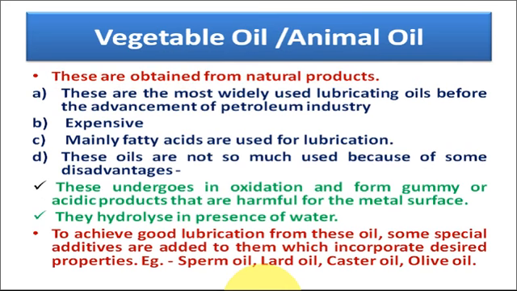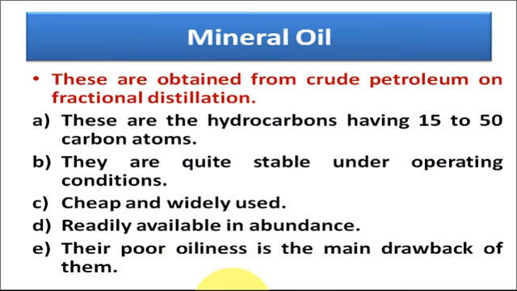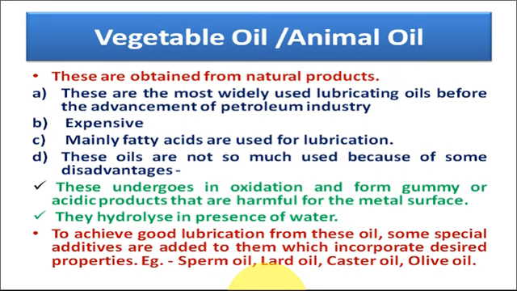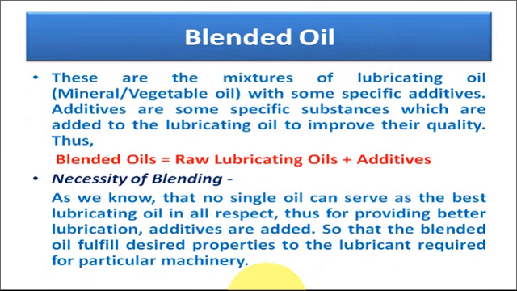While the vegetable or animal oil possesses very good oiliness, but their drawback is their reactivity. They can easily oxidize or they can easily hydrolyze and form the harmful products for the metal surface. So both these oils have some good qualities and some drawbacks for the lubrication. So now what to do? So coming towards the blended oil.